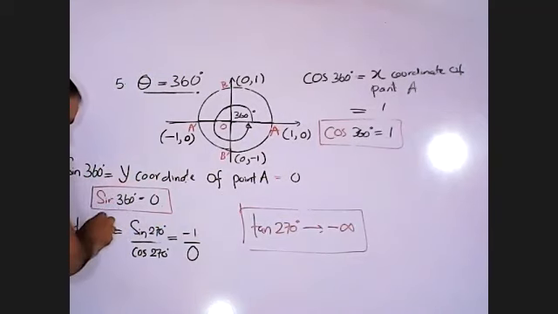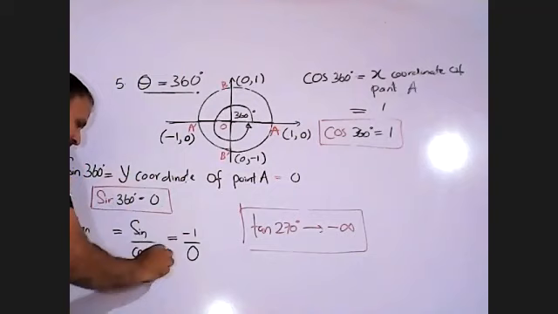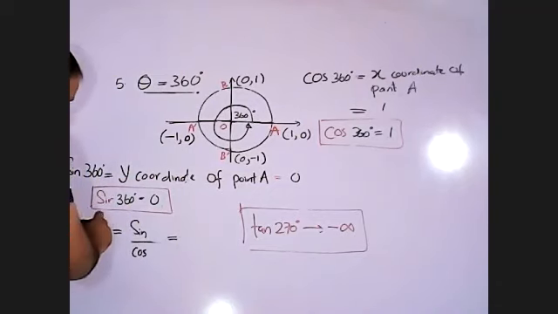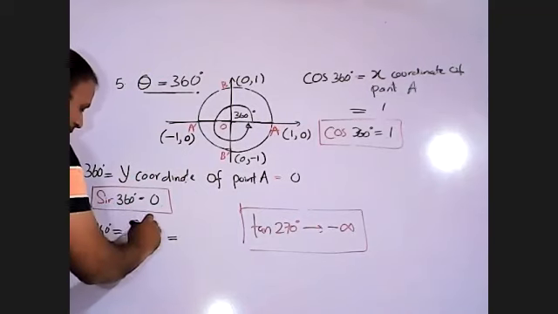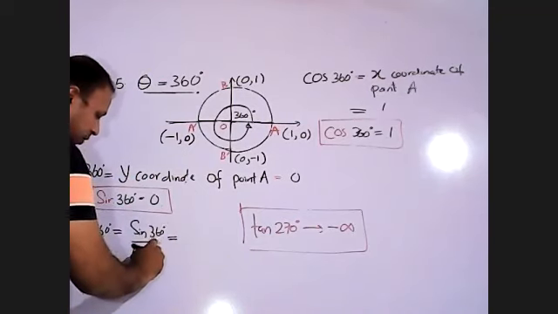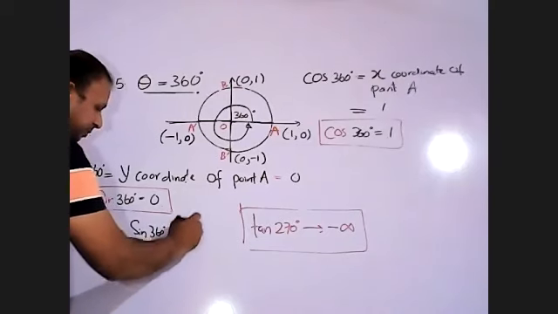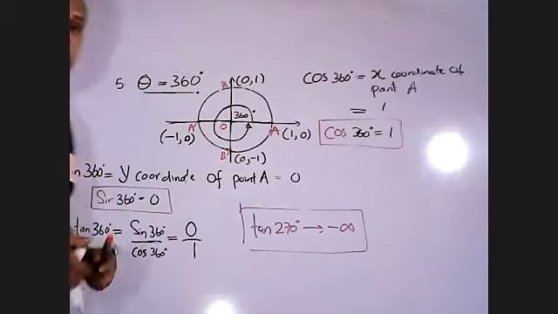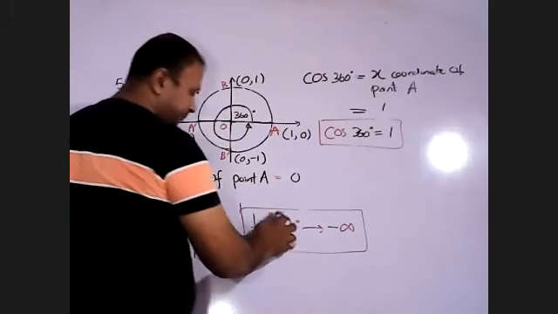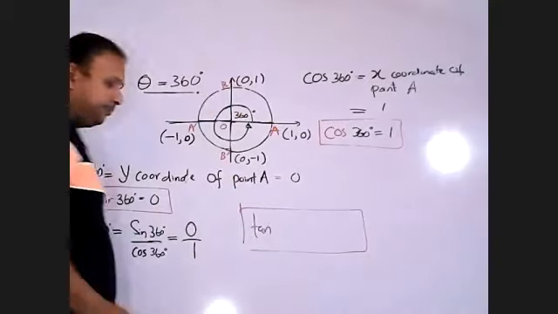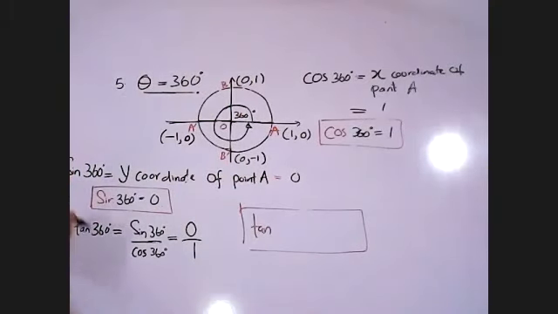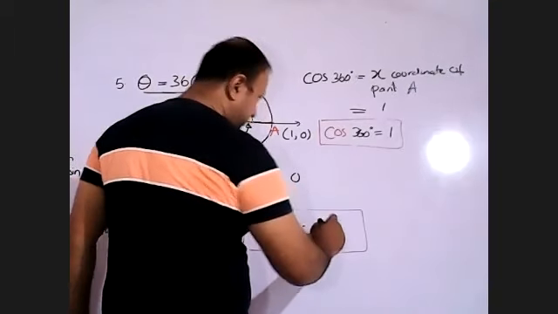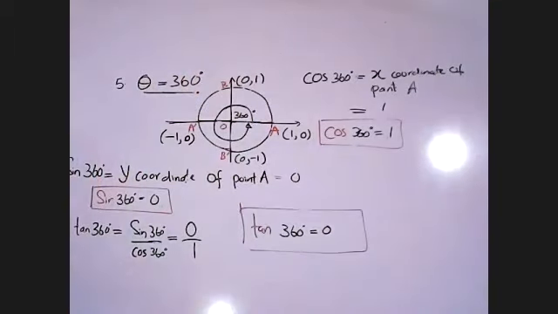Then tan 360. Tan 360 is equal to sin 360 over cos 360. That means 0 over 1. So what is the answer? 0 over 1 means? 0, sir. 0, very good. Tan 360 is equal to 0.